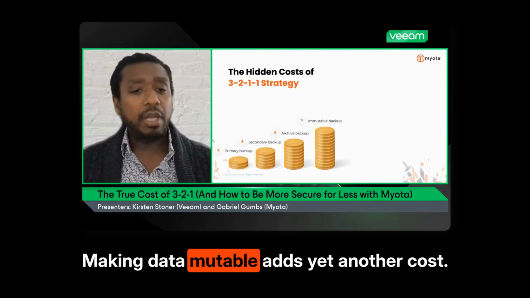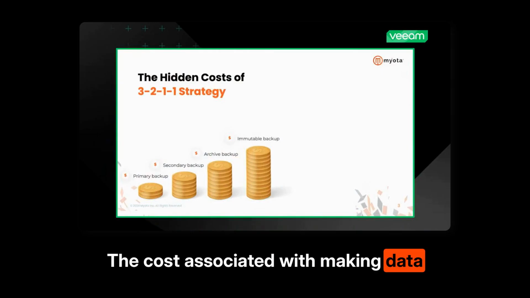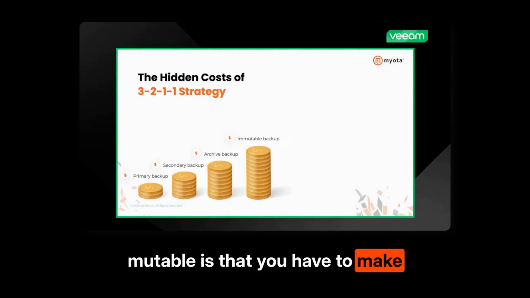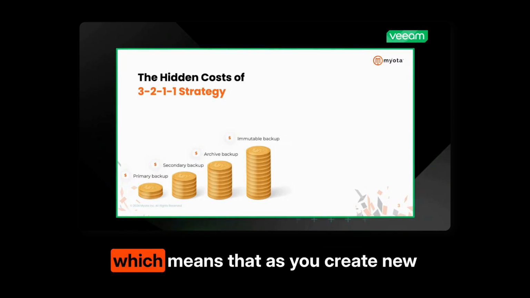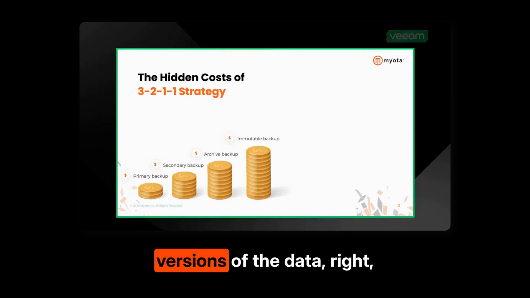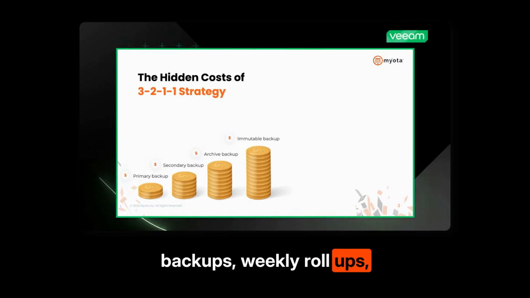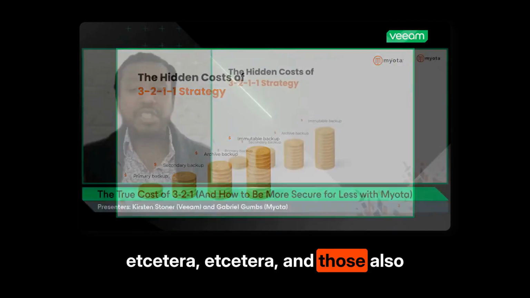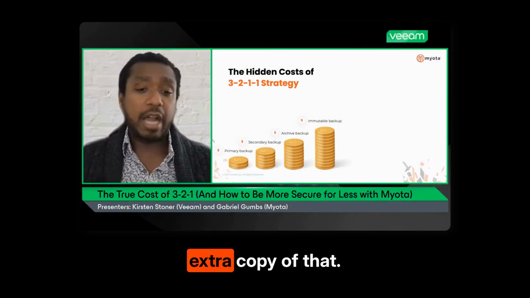Making data immutable adds yet another cost. The cost associated with making data immutable is that you have to make the data unchangeable. That is the necessity for immutability, which means that as you create new versions of the data, right? So you have nightly backups, weekly rollups, et cetera, and those also need to be immutable. You're going to need to create a full extra copy of that.